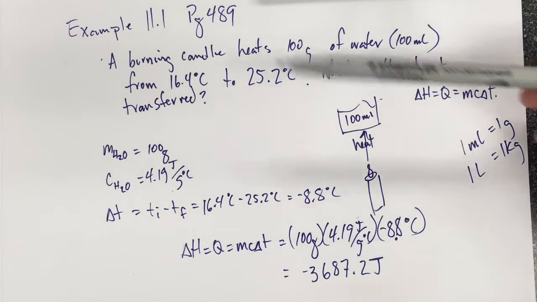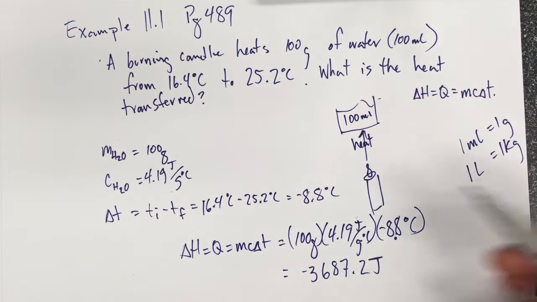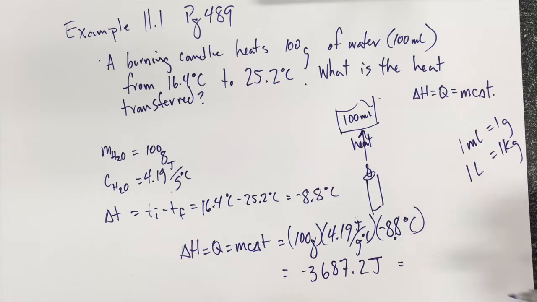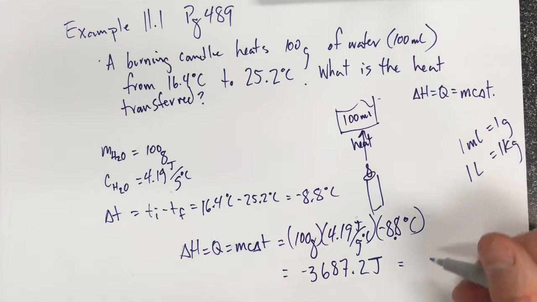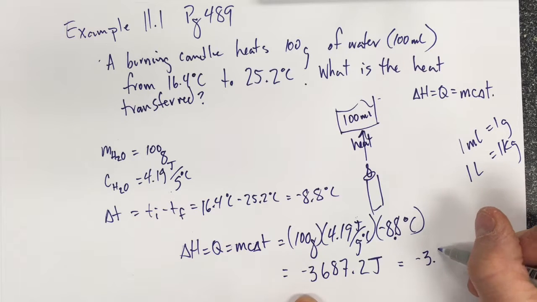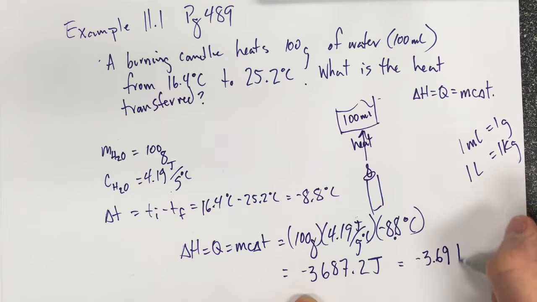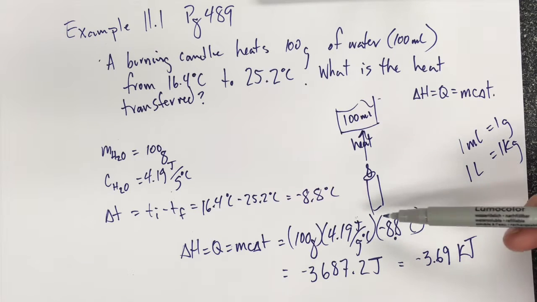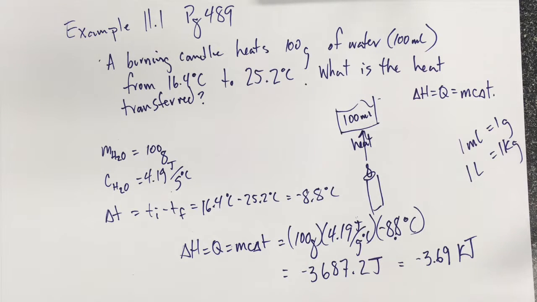If I look back here, though, I've got 3 significant digits all over the place. So this should probably only be 3 significant digits. Between you and me, a joule isn't a lot of energy. So this is going to be negative 3.69 kilojoules. And that's the amount of energy that the candle gave off to heat the water.